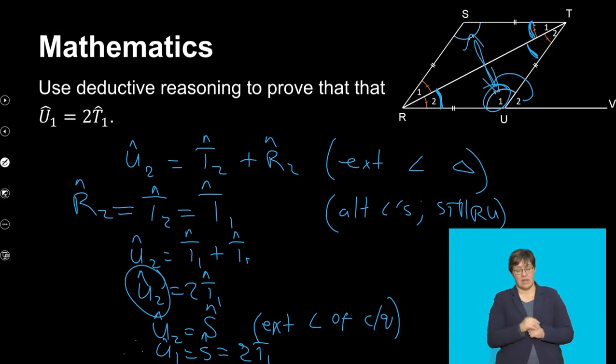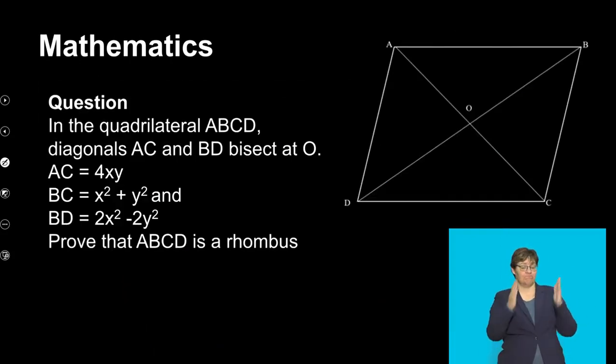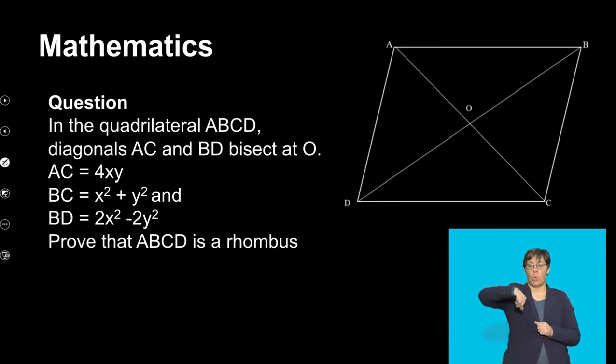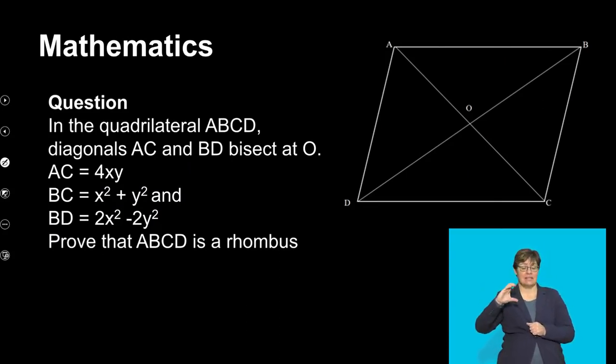And that's how you can then prove what they want us to prove. Now, another question that we have here. So this one, guys, I promise you, you need to make sure that you are paying attention and your algebra skills are on point. So here it says, in the quadrilateral ABCD, diagonals AC and BD bisect at O, right?